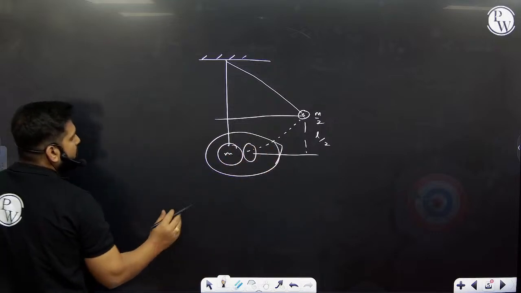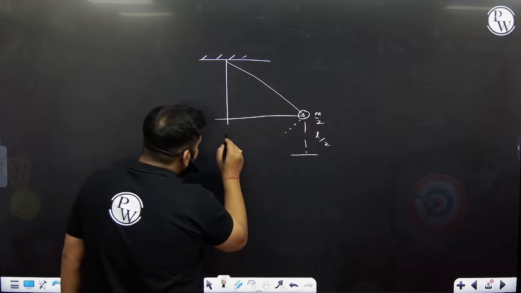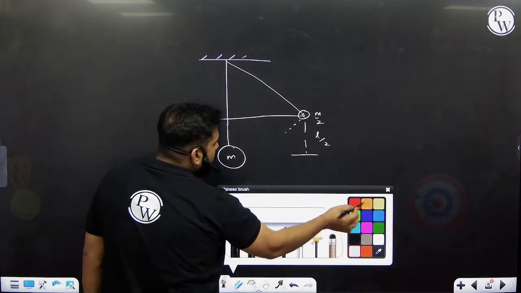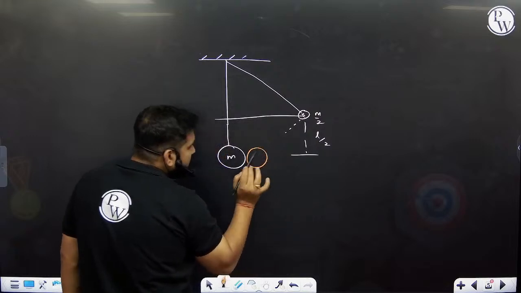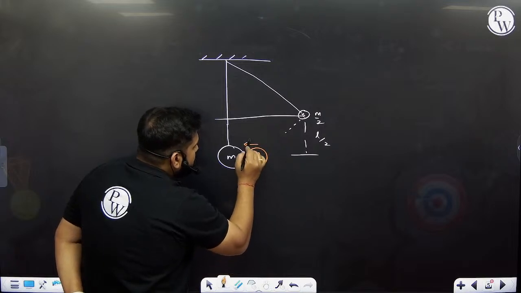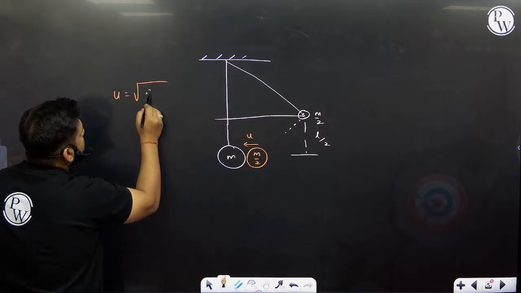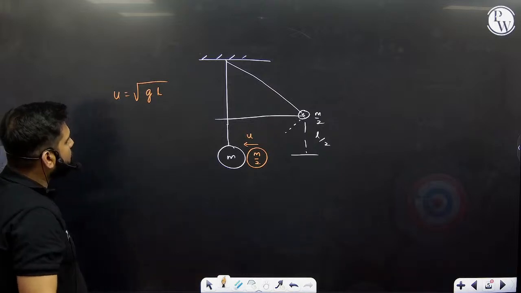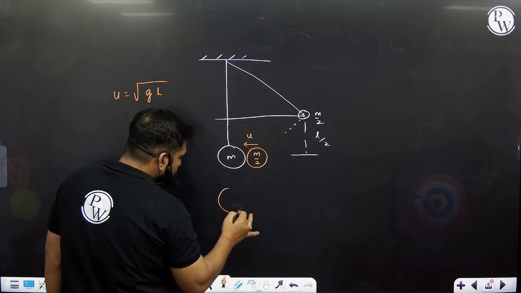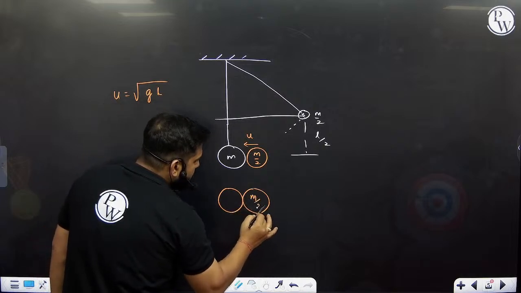Now I'm drawing this diagram, so just look at what is happening after this point. This is your m. Another mass of m by 2 is approaching this mass. This is just before the collision. So keep that in mind, m by 2 is moving with the velocity which we are calling u, and we have already found out u is equal to root gl. Now when the collision happens like this, this is our m by 2, this is m.